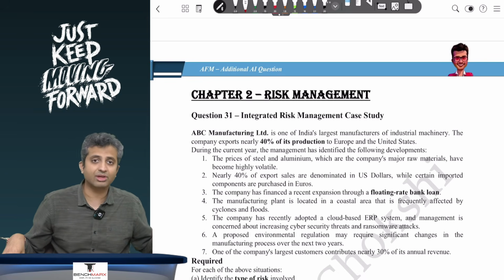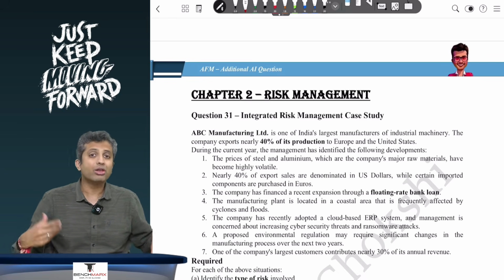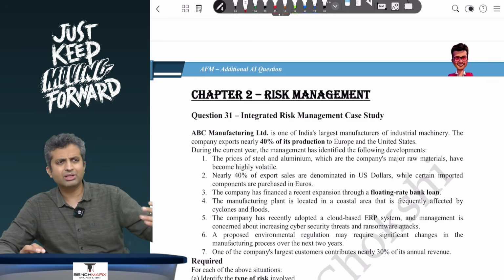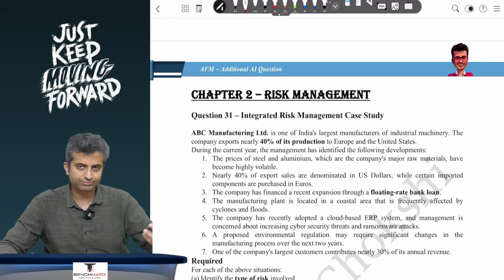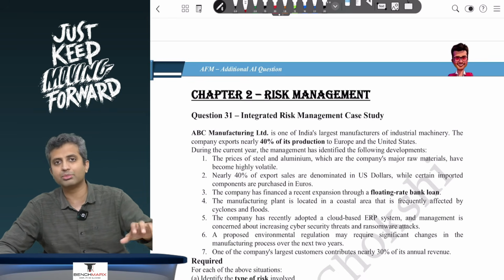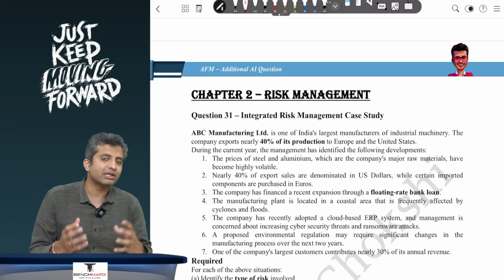Some of these risks are financial, like you have the exchange rate risk, interest rate risk. All of these are financial risks. However, there can be risks which are non-financial, like a cyber security risk or a geopolitical risk may not necessarily be a financial risk, and maybe a case study can be built up.